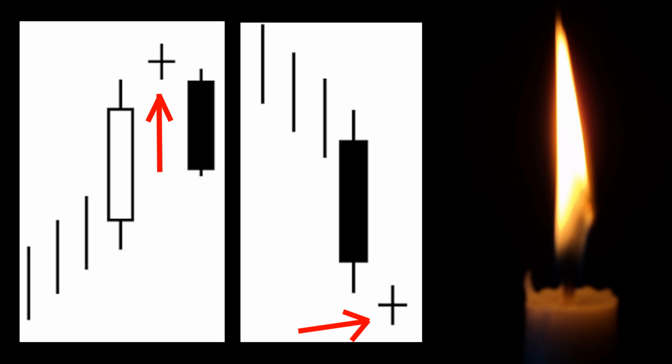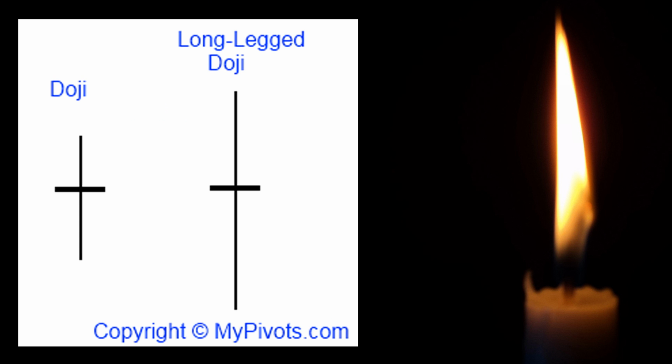A doji can also represent a time that buyers or sellers are gaining momentum for a continuation of the current trend. A long-legged doji is a more dramatic version of the traditional doji. It says that the prices moved far higher and profit-taking kicked in. After profit-taking sent the stock lower, bulls saw this as a buying opportunity, and this returned the stock to the open price. A long-legged doji should be read the same as a doji.